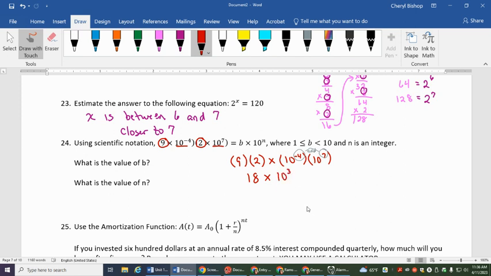So that's going to become 10 to the negative 4 plus 7, to the 3. Are we in scientific notation? No, I need this one to be 1.8, which means 18 down to 1.8. This side's getting smaller, so this side has to get bigger by how much? We move the decimal one place. So 3 becomes 4. So b times 10 to the n, 1.8 times 10 to the 4, b is 1.8, n is 4. Questions on 24? Okay.